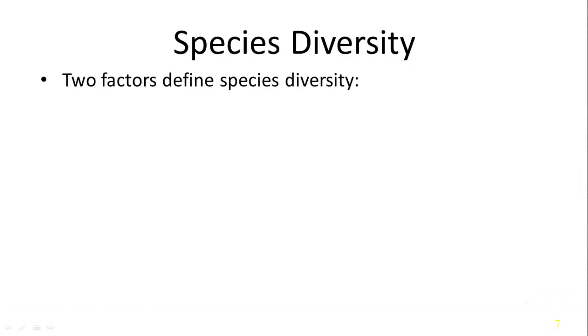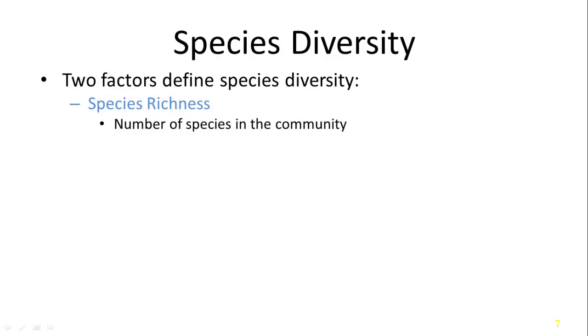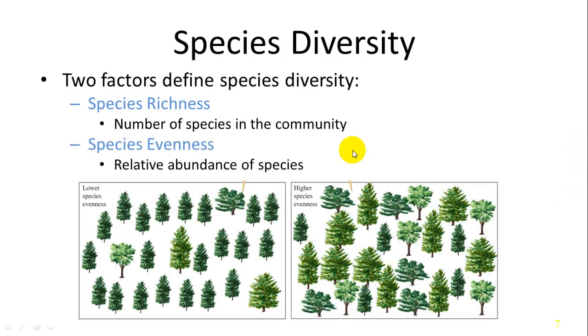Alright, so species diversity. Two factors can define species diversity: species richness, which is the number of species in the community, and species evenness, which is the relative abundance. So evenness is what we have in this plot of land here. The species are even. This one says lower species evenness. They both have the same number of species, so species richness is the same. One of these, one of these, one of these, and one of these, one of these. So 5 different species. This also has the same 5 species, but they're more even.